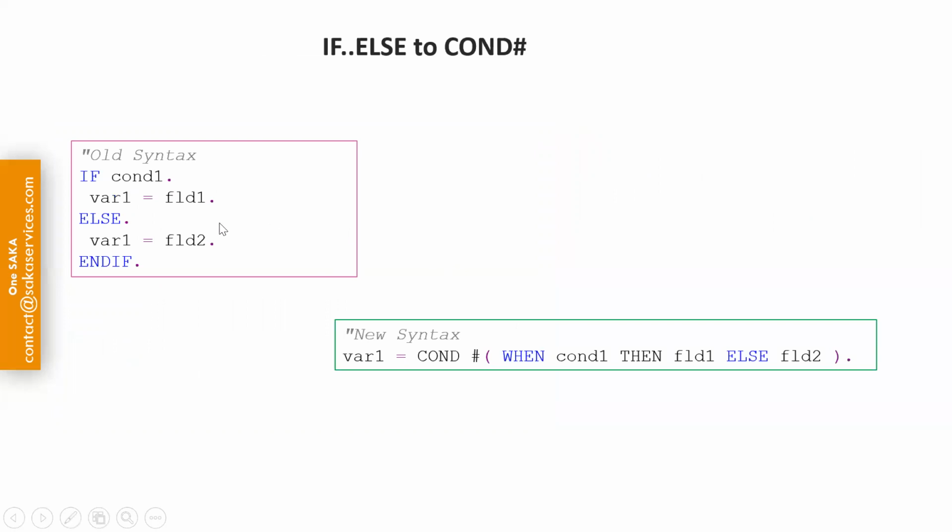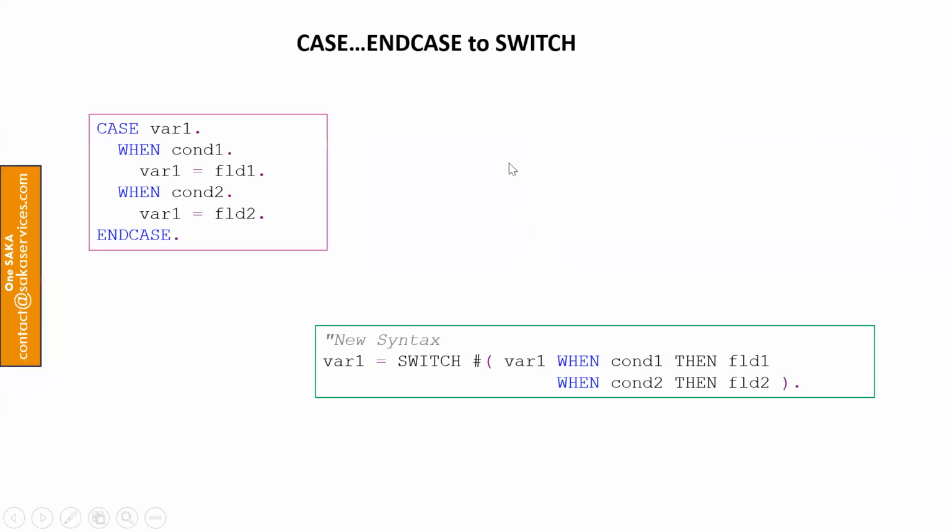Similarly, for IF ELSE, this is how we wrote the code in the old way: if the condition is true, then do this, otherwise do this. Instead of this, we can have it in a single line these days with the new syntax using COND. You can see the hash is for the value. The condition check: WHEN condition THEN do this, ELSE do this. Similarly, CASE and ENDCASE is replaced with the SWITCH statement. The CASE is replaced with SWITCH. It's similar, but it's a single line. We can do that.